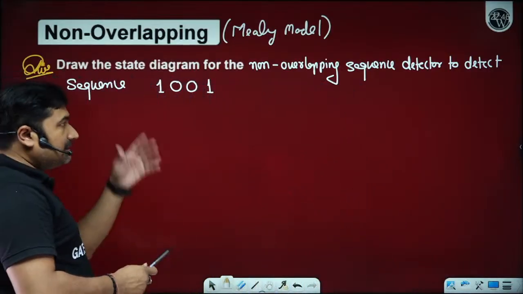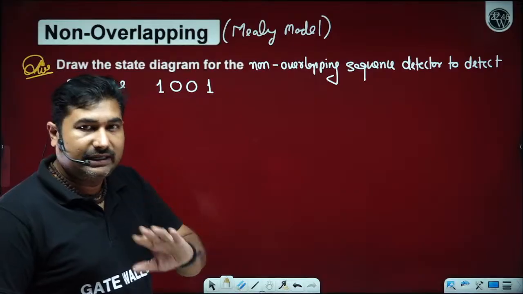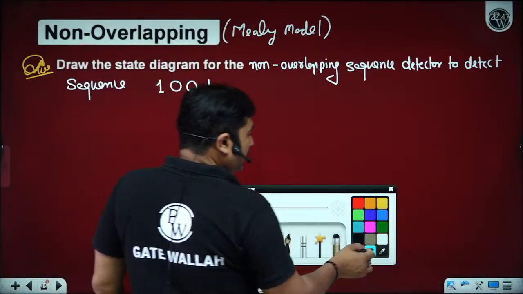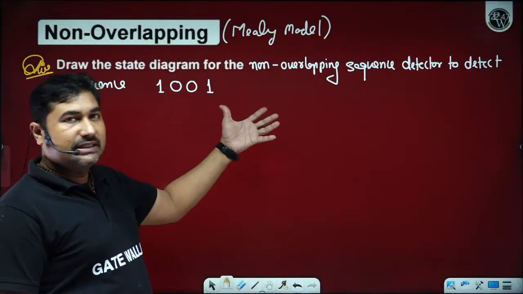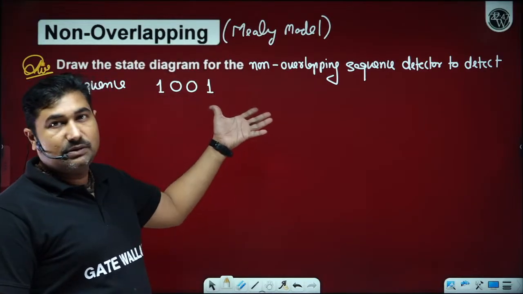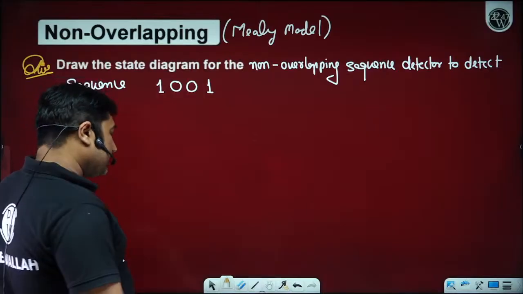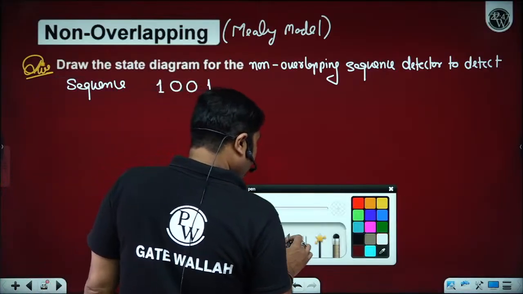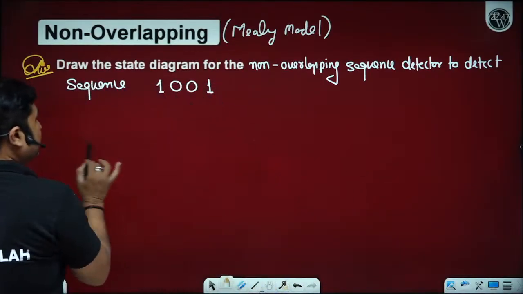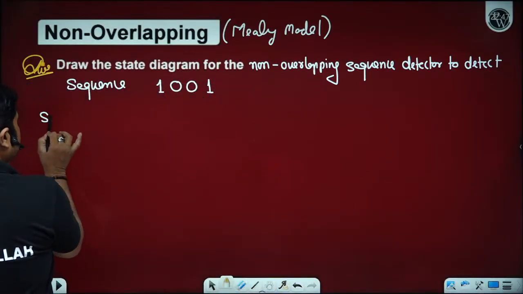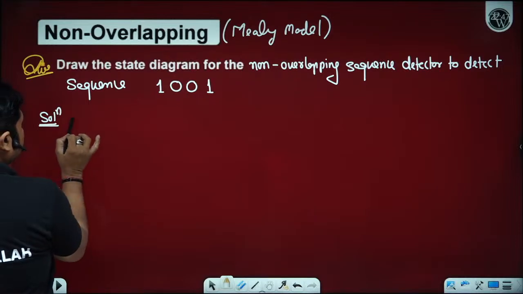Great. So I am considering 1001 as I am not getting any response in the comments. Suppose we want to design a non-overlapping sequence detector to detect the sequence 1001. So how to design it? Please observe here. First of all, how many bits are there? The number of bits is equal to the number of states.